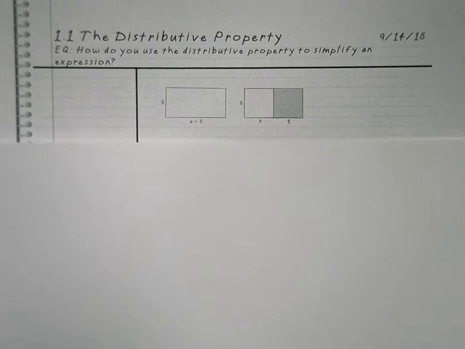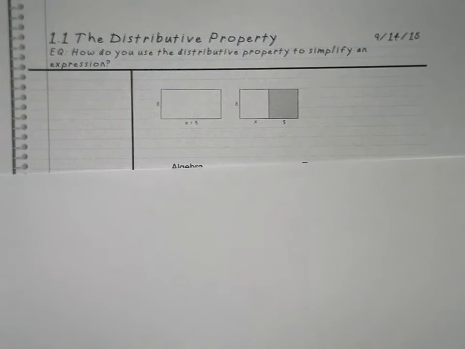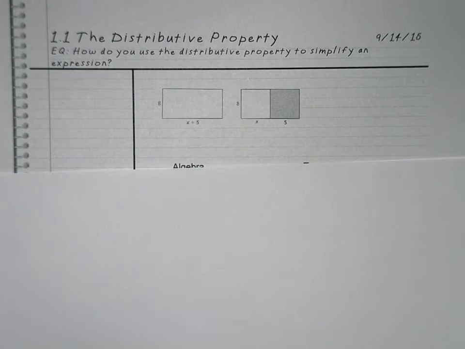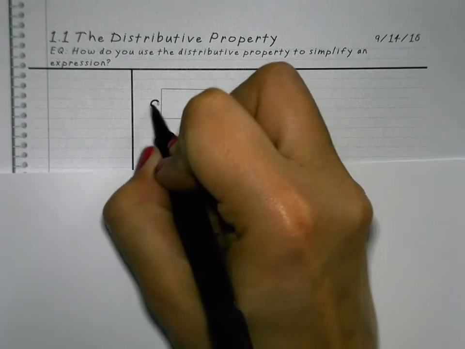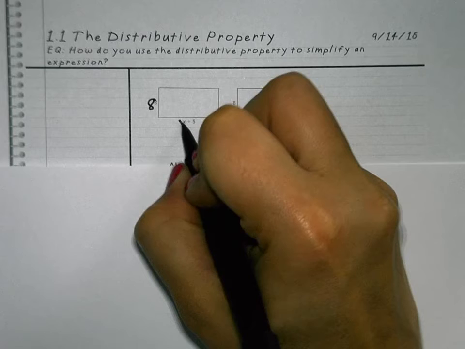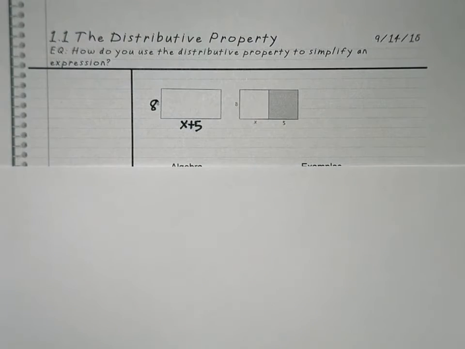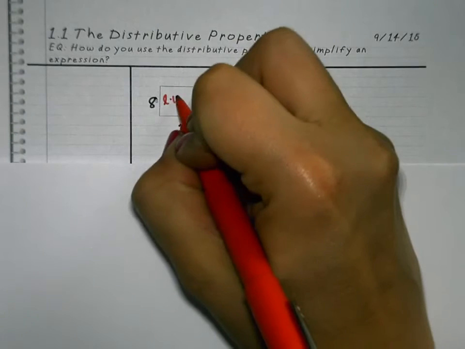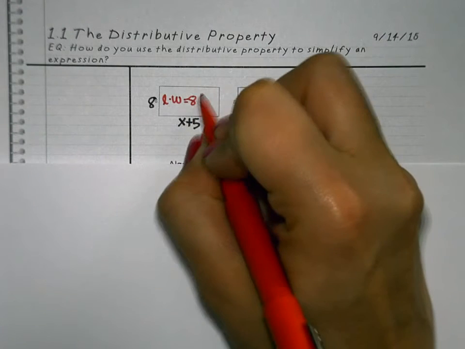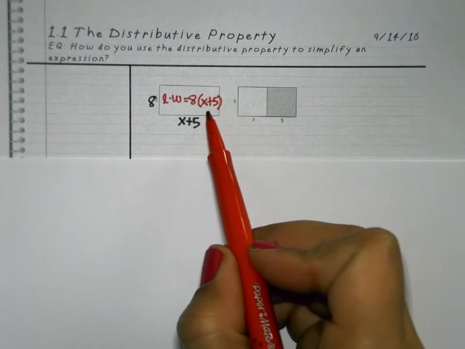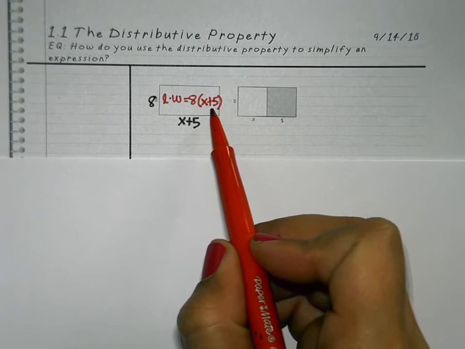So to start the distributive property, let's look at an example of this in terms of geometry. So if I have a rectangle, and it's kind of hard to see, so I'll write it a little bit bigger. On the rectangle, the length is 8 and the width is an expression x plus 5. If I wanted to find the area of that entire rectangle, we multiply length times width, which is 8 times x plus 5. So if we can multiply 8 times x plus 5, we can figure out the area.